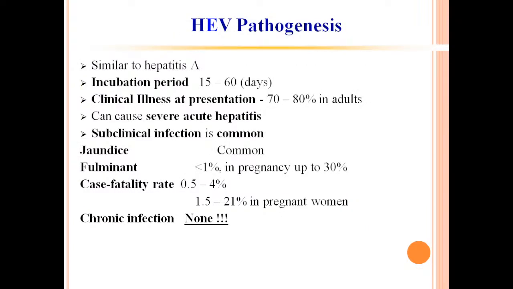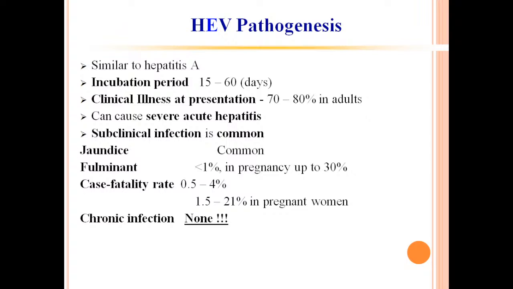What about pathogenesis? Pathogenesis of hepatitis E is similar to hepatitis A. Incubation period is longer, from 15 up to 60 days. Clinical illness at presentation consists of 70 up to 80% in adult person, can cause severe acute hepatitis. Subclinical infection is common. Jaundice is common.